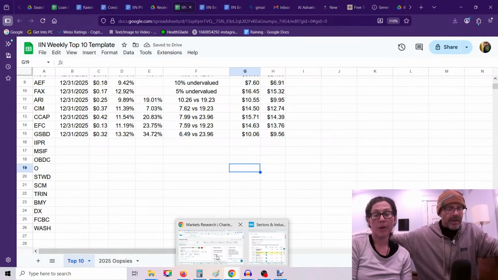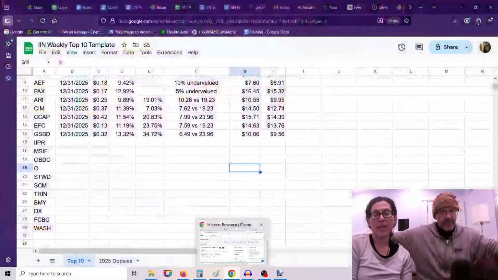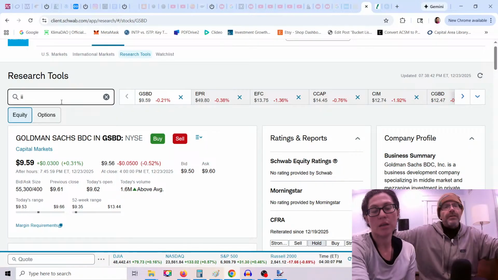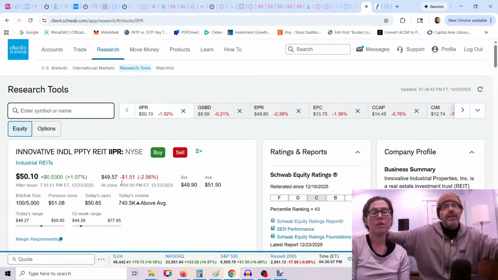Even though we hold it, I like it a lot. I recommend it to everybody. But it's about what's the best thing going ex-dividend next week, and I'm not sure that this is going to make the cut.